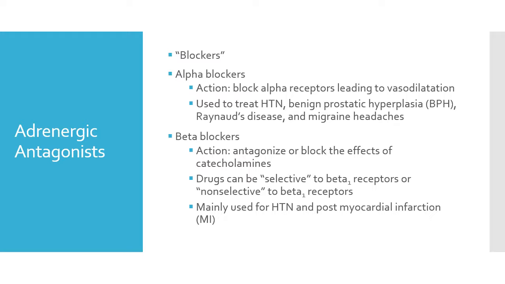So again, just going through the slides, alpha blockers, again, they block the alpha receptors leading to vasodilatation. They're used to treat hypertension, BPH, Raynaud's disease, and migraine headaches. Beta blockers antagonize or block the effect of catecholamines. These are drugs that can be selective to beta-1 receptors or non-selective, again, to beta-2 receptors. That should say, I'm sorry, drugs can be selective to beta-1 receptors or non-selective to beta-1 receptors. My apologies. And these are drugs mainly used for hypertension and post-MI. So we'll go over those in more detail coming up.